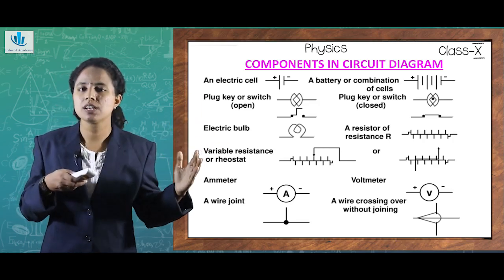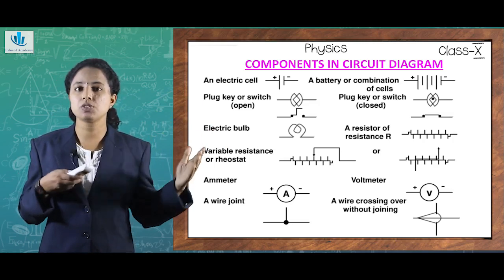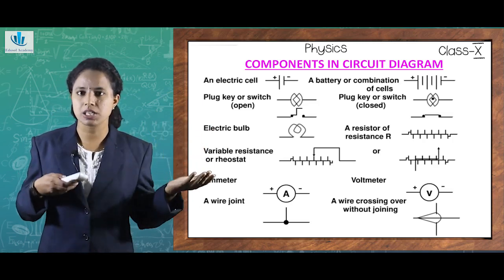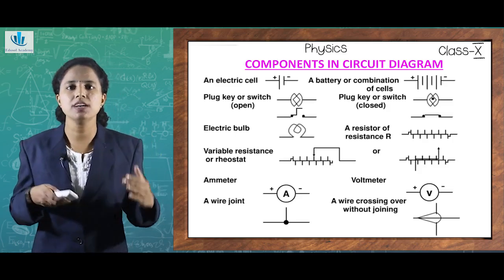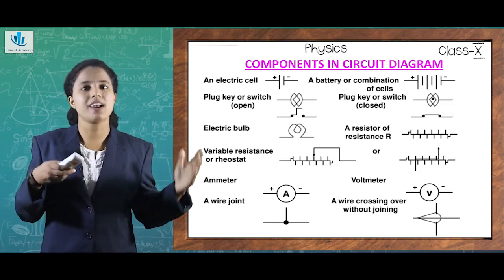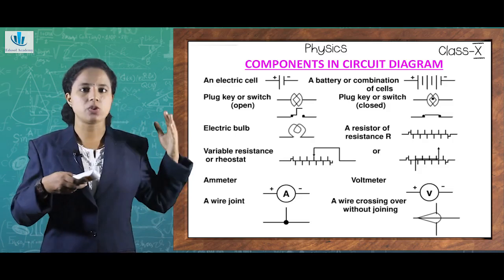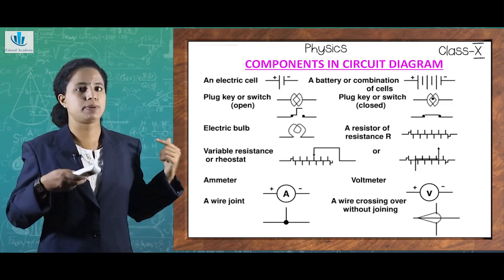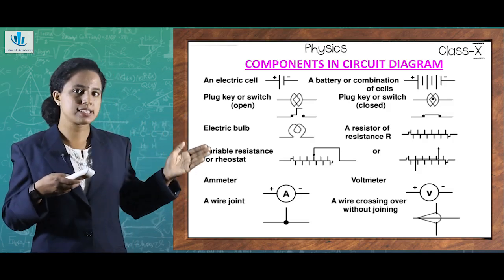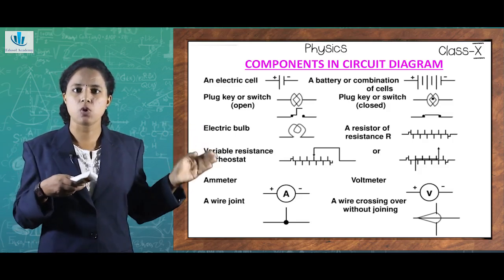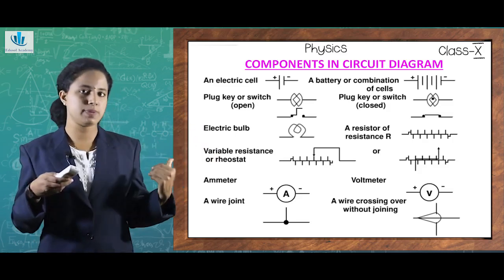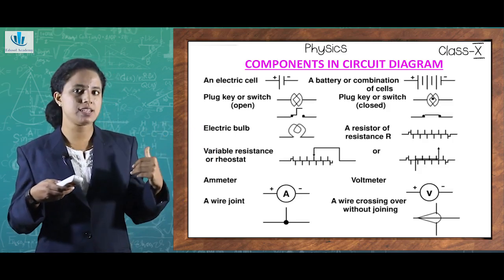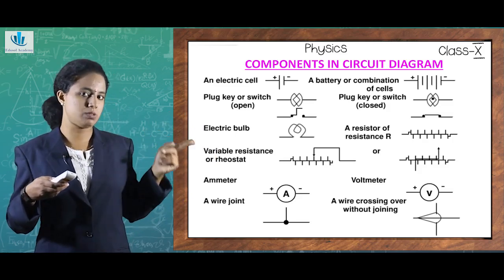A closed switch is the one which contributes to a closed circuit, isn't it? And an open one is the one in which the circuit is broken, or the current is not flowing. There is also the electric bulb which is shown by a particular symbol. There is a resistance R which is shown by particular symbols, and there are also rheostats which are shown by the variable resistance, as in this particular figure.